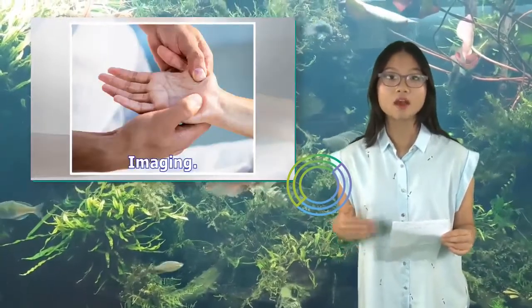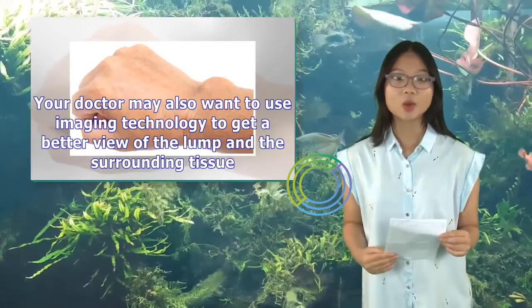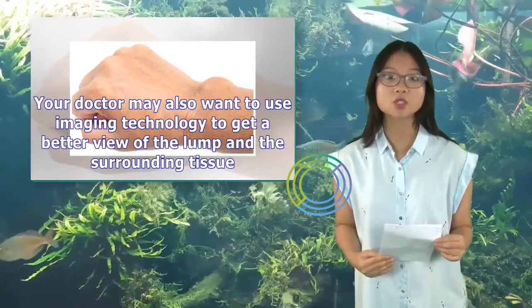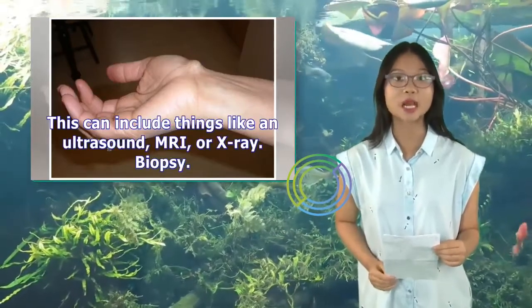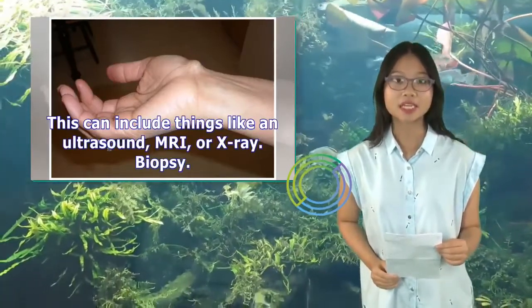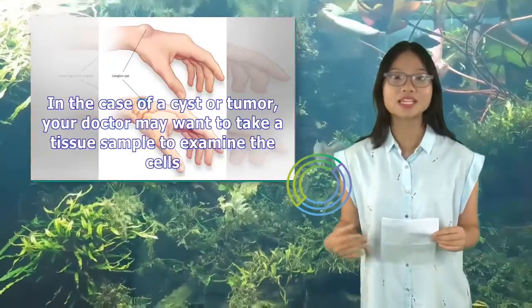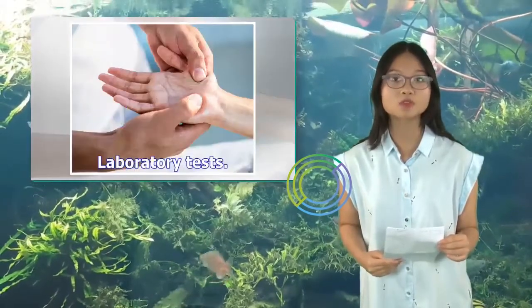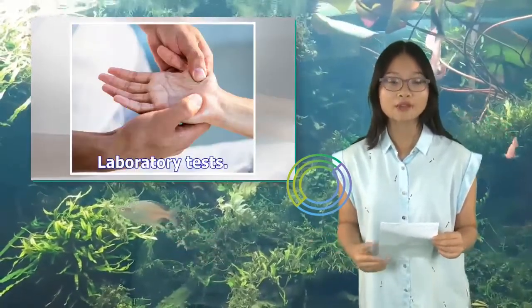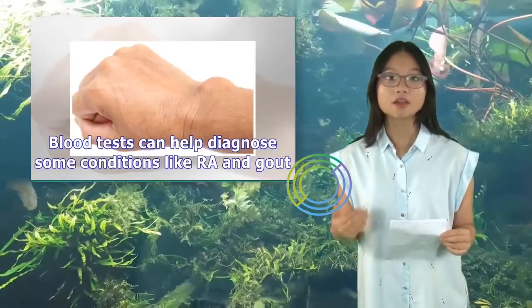Imaging. Your doctor may also want to use imaging technology to get a better view of the lump and the surrounding tissue. This can include things like an ultrasound, MRI, or X-ray. Biopsy. In the case of a cyst or tumor, your doctor may want to take a tissue sample to examine the cells. Laboratory tests. Blood tests can help diagnose some conditions like RA and gout.